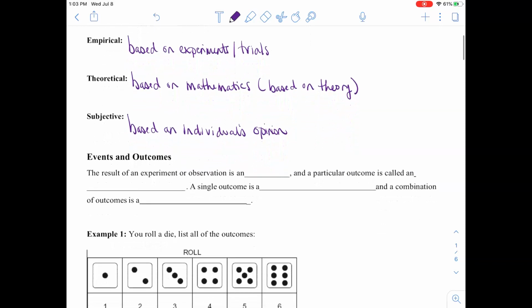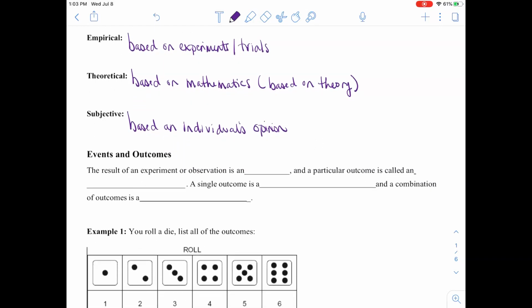Events and outcomes. The results of an experiment or an observation is known as an outcome. And a particular outcome is known as an event. A single outcome is known as a simple event. And a combination of outcomes is known as a compound event. We really won't be touching base on that so much, but just wanted to give you some more information.